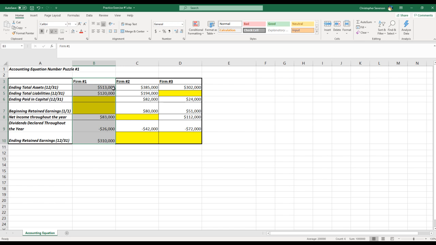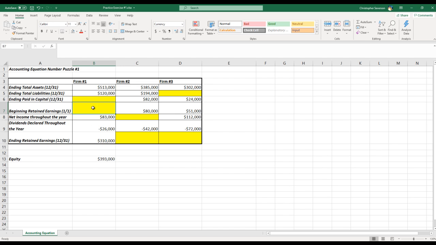With firm 1, we know assets, we know liabilities. Therefore, if you want to do this on the side, we know that equity has to be the difference between those two. There has to be $390,000 in equity. Now, we're looking for two different numbers here. The easiest one to get would probably be beginning retained earnings. Basically, beginning plus net income minus dividends would equal ending retained earnings.